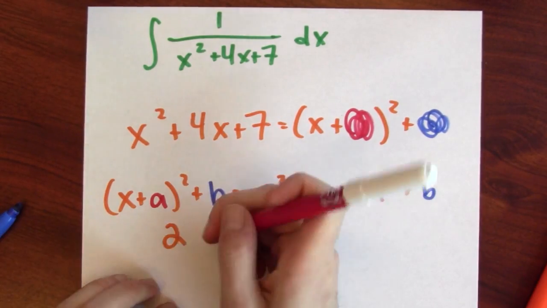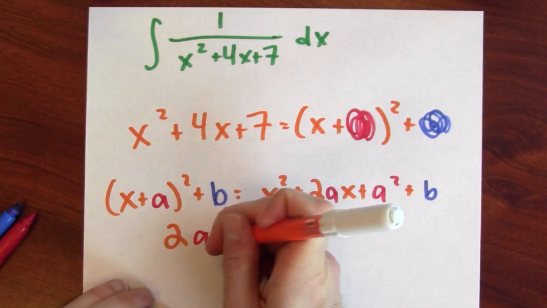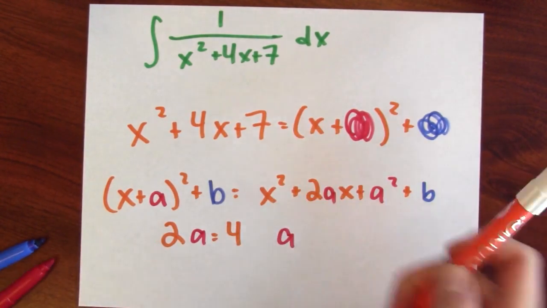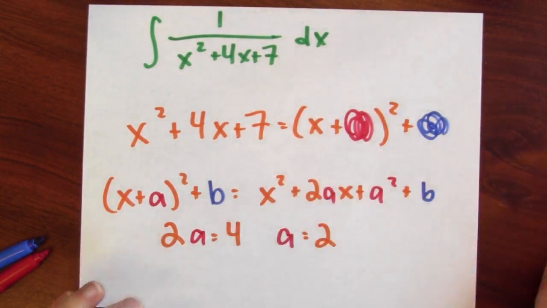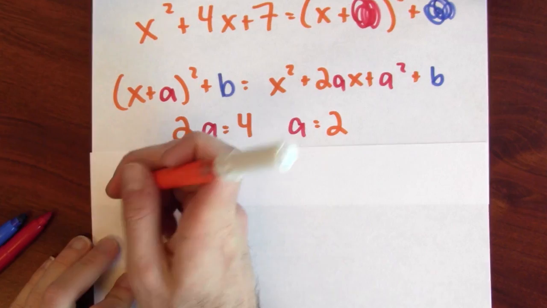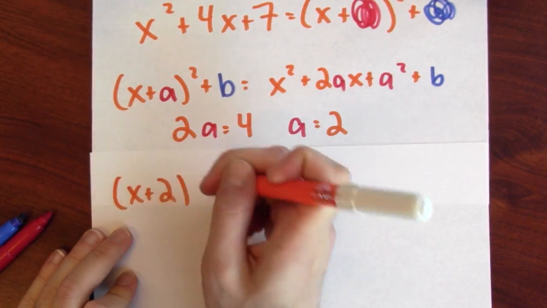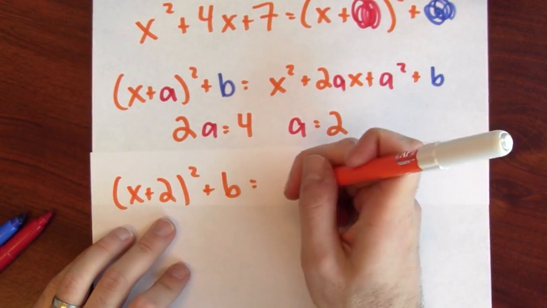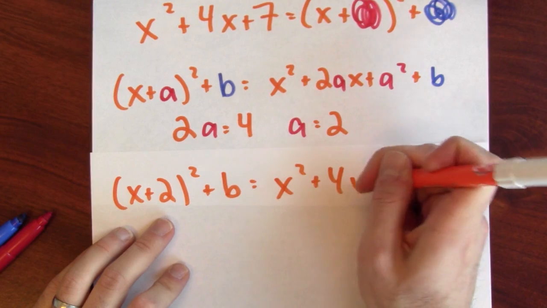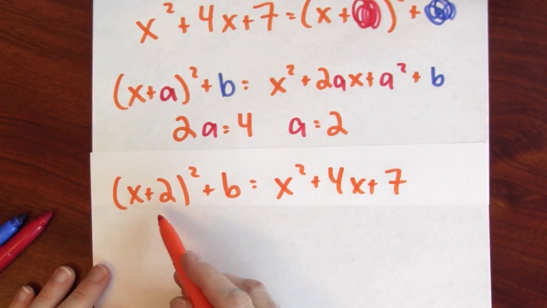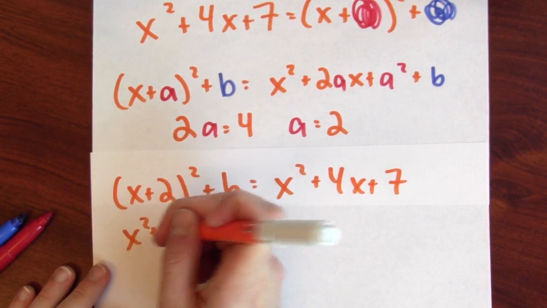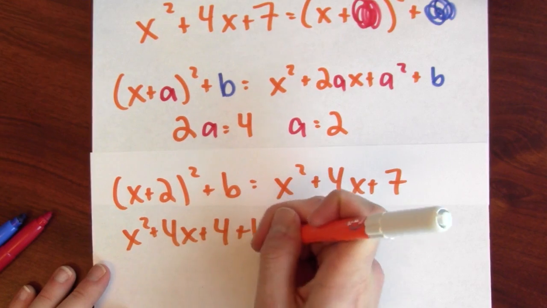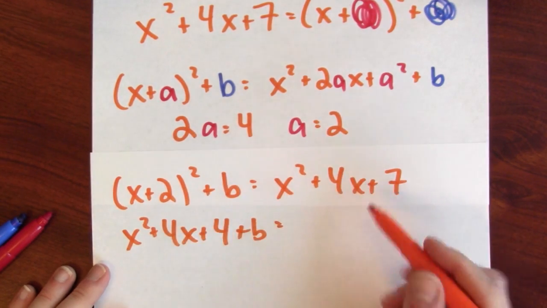So let me write that down. So 2a is equal to 4, and that tells me what a is. A should be 2. I'll finish by finding b. So I've got x plus 2 squared plus some b is equal to x squared plus 4x plus 7. x plus 2 squared is x squared plus 4x plus 2 squared, which is 4, plus b is supposed to be equal to this.